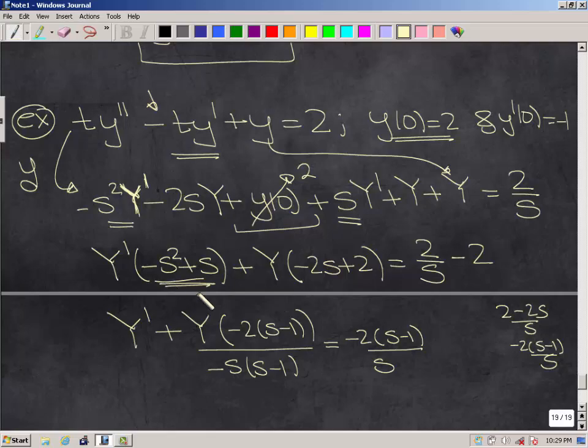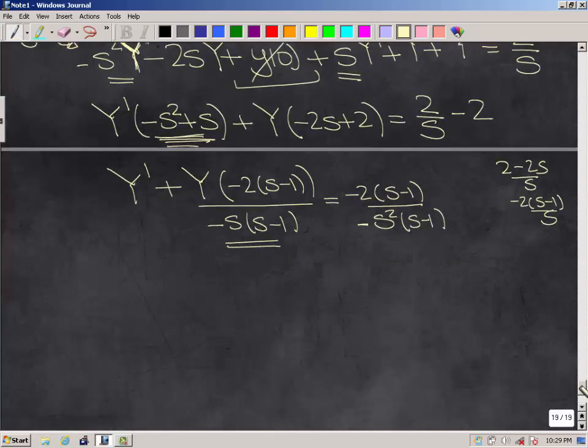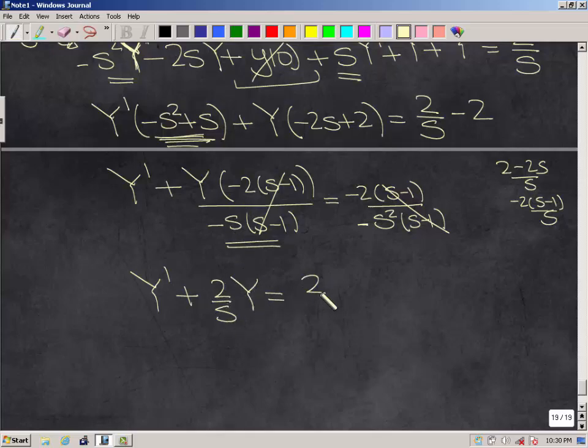And then you're going to divide by this guy here. They're the same. All I did is take a negative out, so I'll put a negative here. S squared times s minus 1. Alright, so that's all it ends up being. These will cancel, the negatives will cancel. Same here, the negatives will cancel, so you get big Y prime plus 2 over s big Y is equal to 2 over s squared. That's what you end up with. This is again a first order ODE. ODE degree is 1. You can use the integrating factor method again.